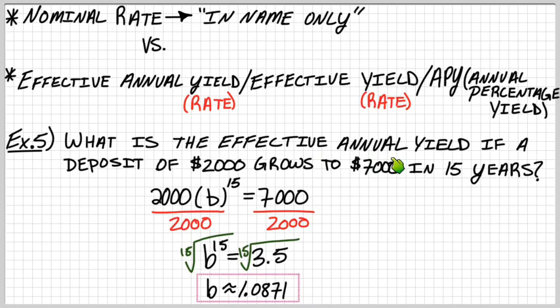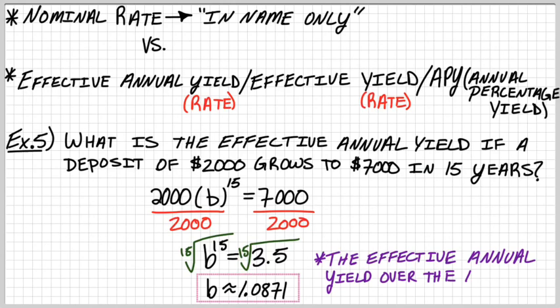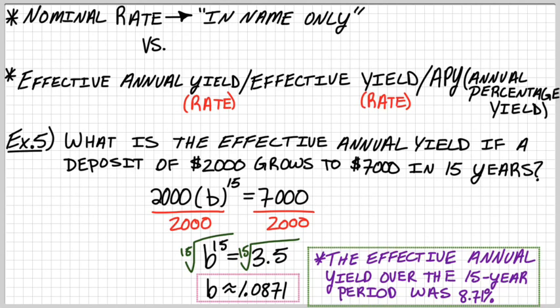But the effective annual yield, that's the percentage that's bigger than 1. So if you do 1.0871 and then subtract 1 from it, that's the effective annual yield, or the effective annual rate that you were growing at. So in this case, the effective annual yield over the 15-year period is just that 8.71%. So that's the growth rate.